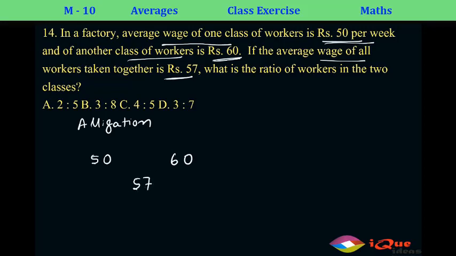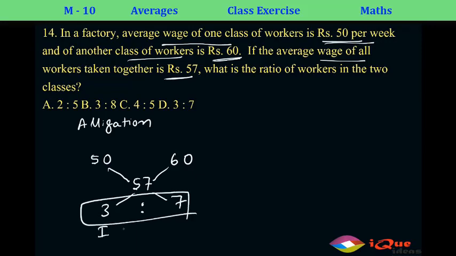So the quantities ratio we can find directly by the differences. Difference of 50 and 57 is 7. That will represent the weightage of the second group. And difference of 60 and 57 is 3. That will represent the weightage of the first group. So the ratio of 3 and 7 is the ratio of quantities of first group and second group. So first class is to second class is 3 is to 7.